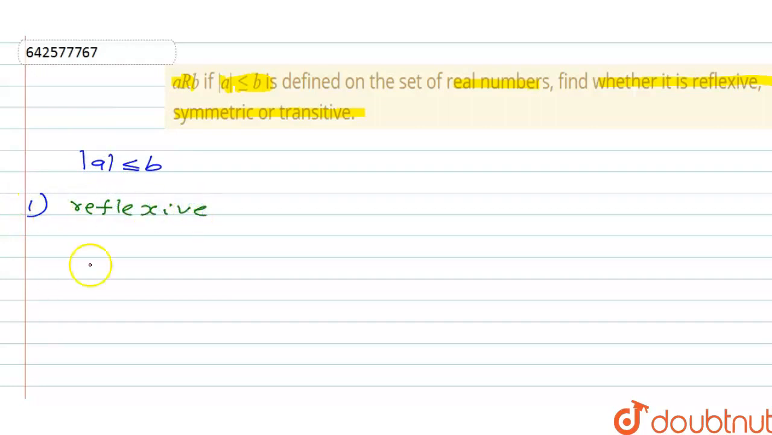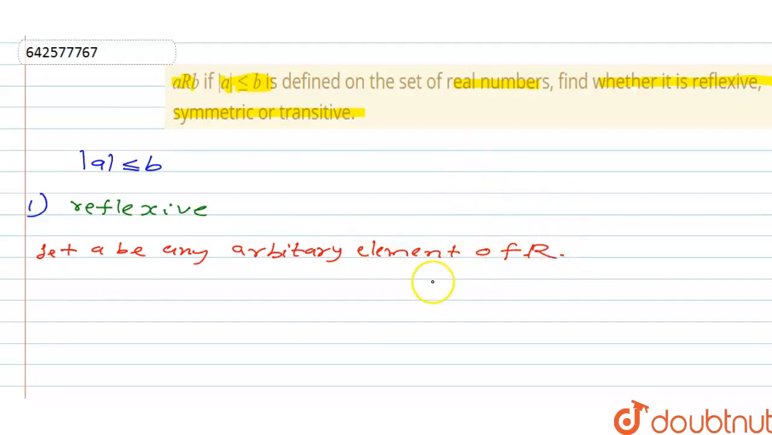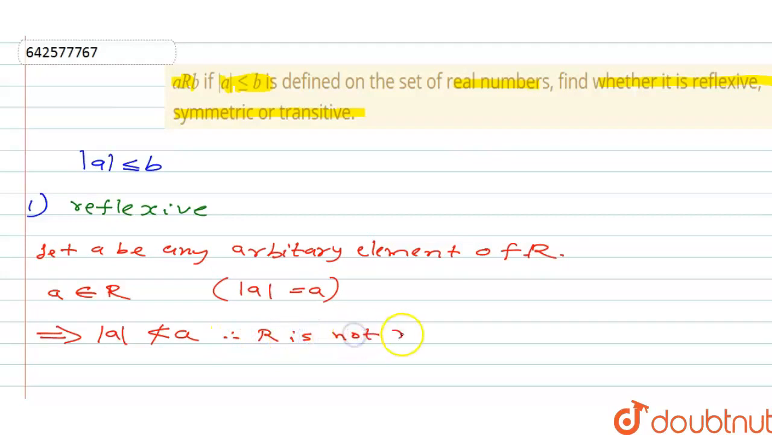So for reflexive, let's say let a be any arbitrary element of R. So we can say that a belongs to R. Since mod of a is always giving us a, here we can say mod of a is never going to be less than a. So we can say that R is not reflexive.